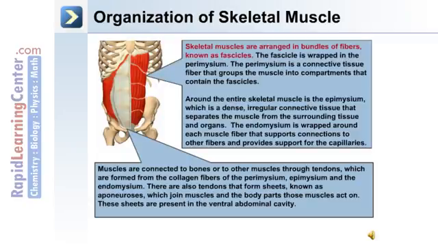There are also tendons that form sheets known as aponeurosis. These join muscles to the body parts that those muscles act on. These sheets are present in the ventral abdominal cavity, for example.